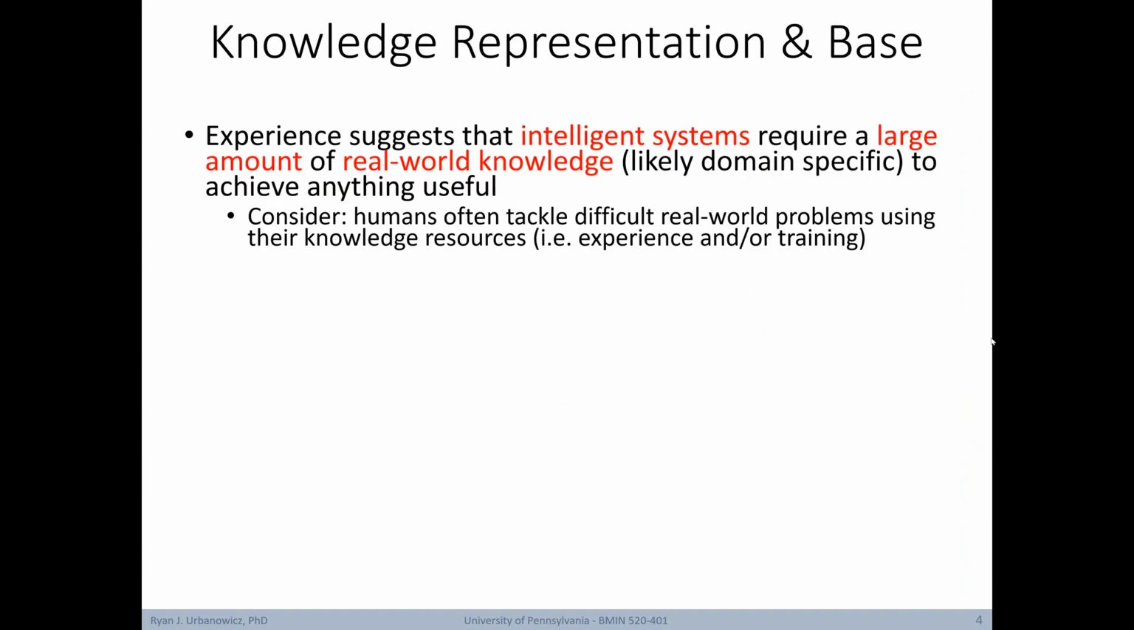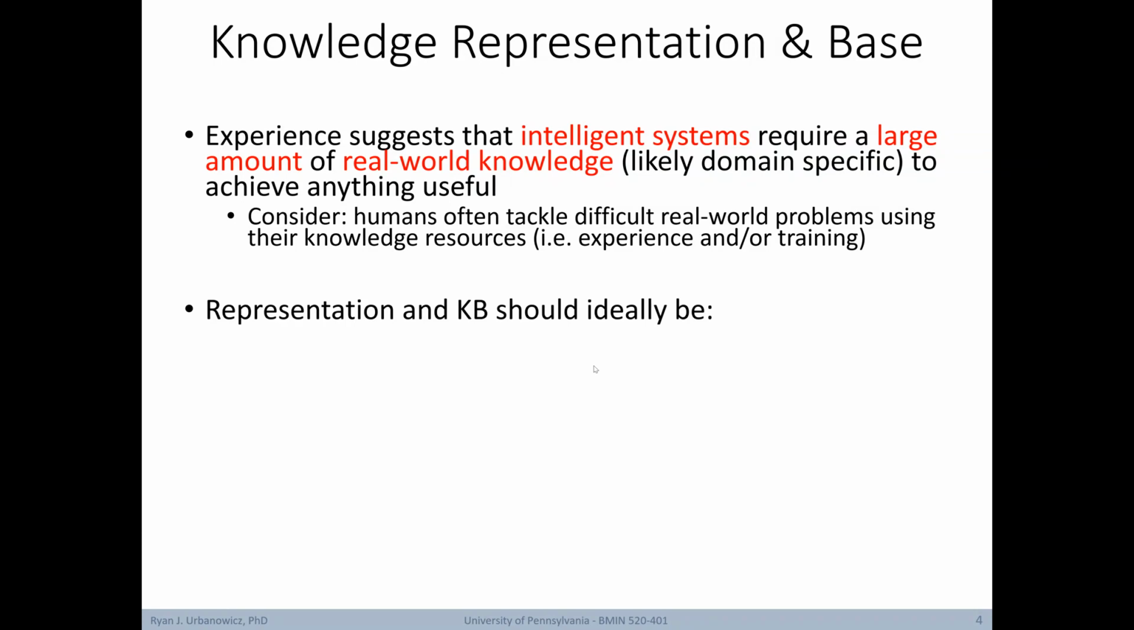In some of our previous lectures on logic, we learned about different representations specific to logic, and we also learned a little bit about how knowledge could be formatted into a knowledge base from which we can derive conclusions. Years of research in knowledge representation suggests that intelligent systems require a large amount of real-world knowledge to achieve anything useful. Think about how human beings go about tackling real-world problems. They have to use their own knowledge resources, including their experience, training, and other external resources they might have available, such as the internet or books.